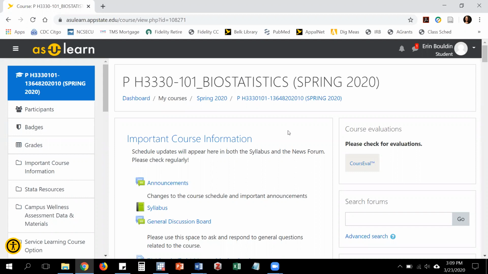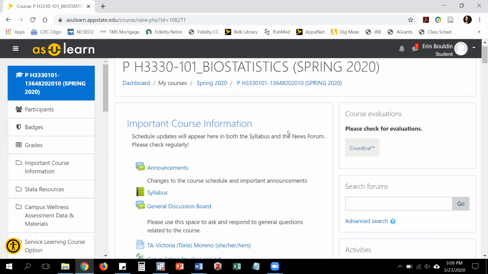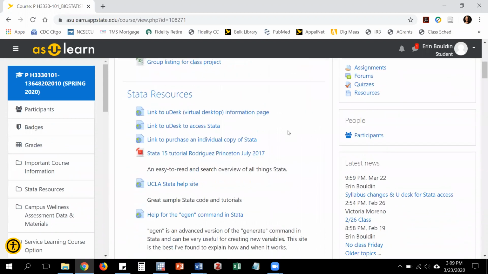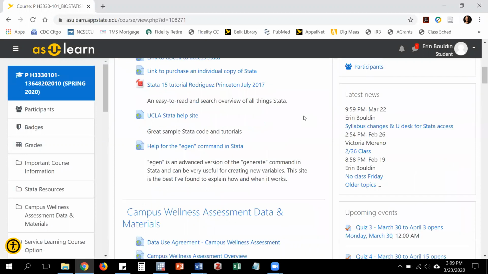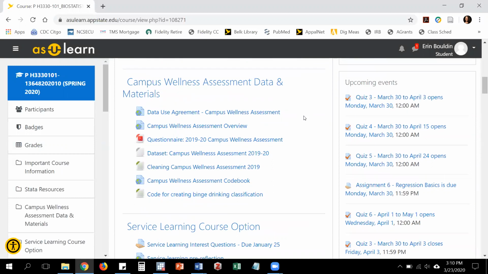So we are going to go down to the regression section of the class website in just a second. I just want to remind you, since this may be the first time that you're attempting to use UDesk to access Stata, that there are links under the Stata resources page, including the direct link to UDesk itself. And then right below that is still our campus wellness assessment data area. So you'll need the data set for 2019 to 2020. And again, I've updated that. We were using the 17-18 questionnaire before, but we're gonna move to the newer one now.